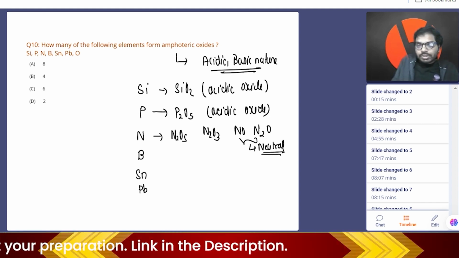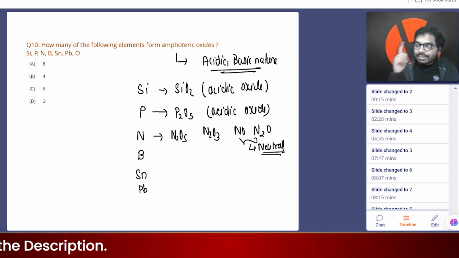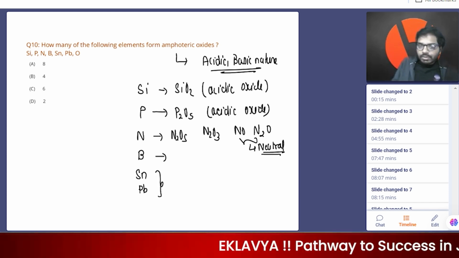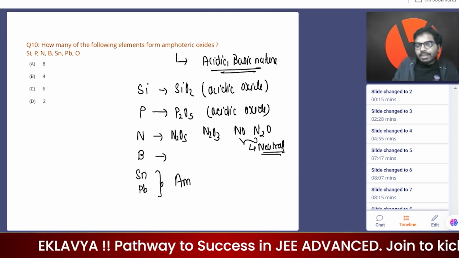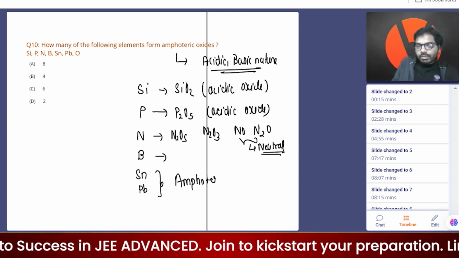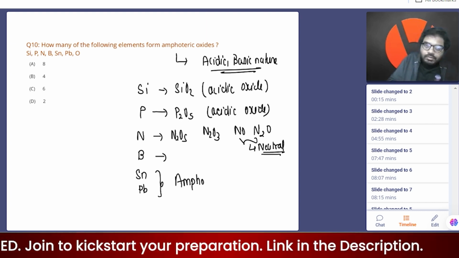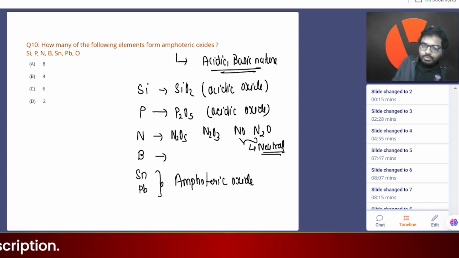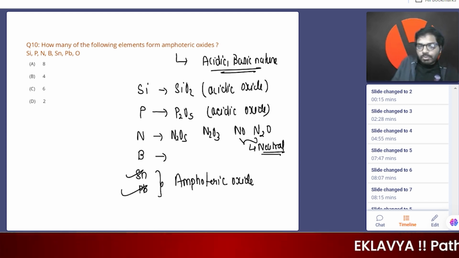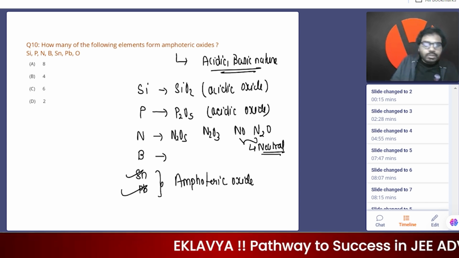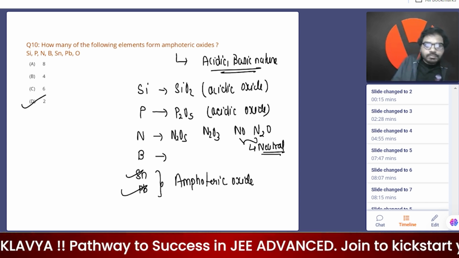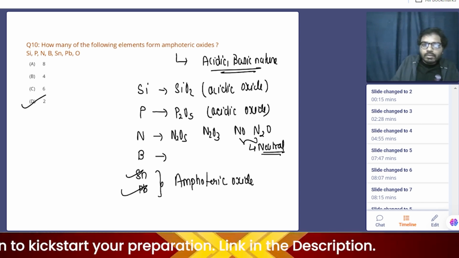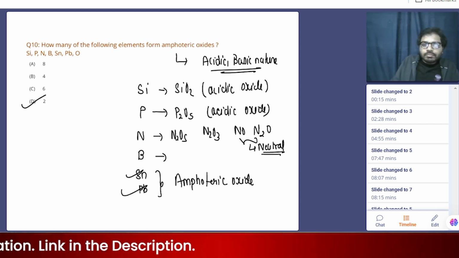As the oxidation number of the atom increases, the acidity of the oxide increases. So these all are acidic oxides. Only Sn and Pb elements form amphoteric oxides here. I hope this is clear to you. So amphoteric oxide in all these given options, Sn and Pb will form. So for this question, the correct answer will be D. Okay. So moving to the next question now.